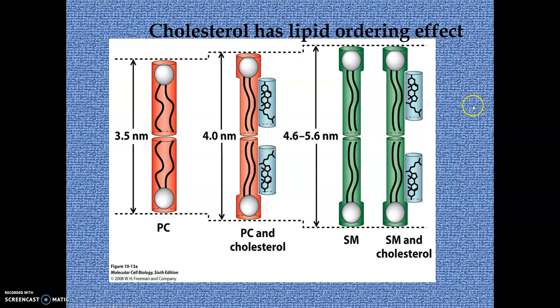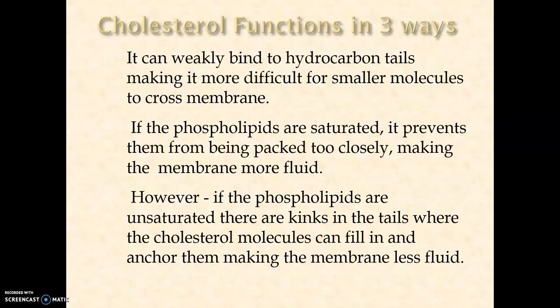The same is the case here also in sphingomyelin. Here also cholesterol helps the phospholipids to become closely aligned. And next, if the phospholipids are unsaturated, there are kinks in the tails that we have already mentioned in the previous slide, and the cholesterol molecules can fill in and anchor them, making the membrane less fluid.